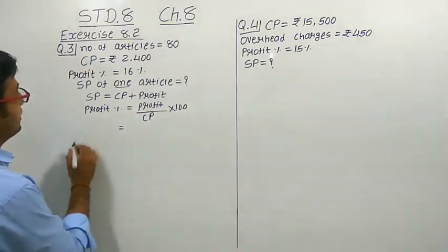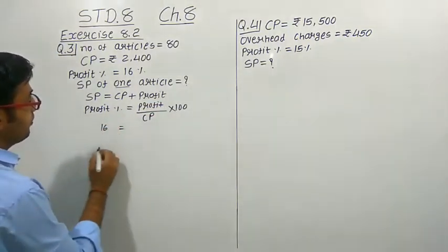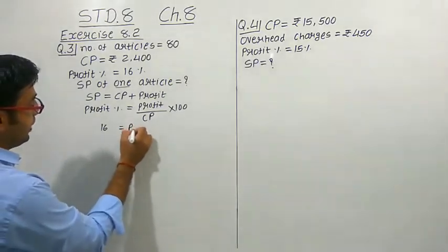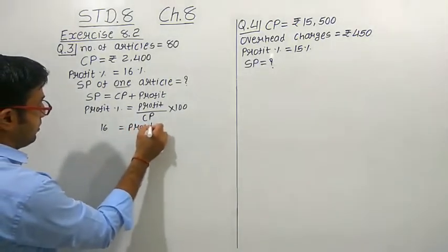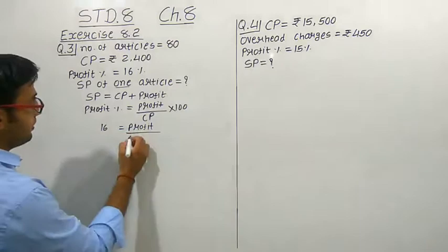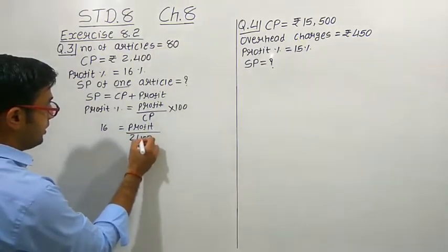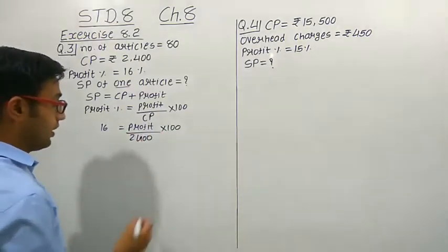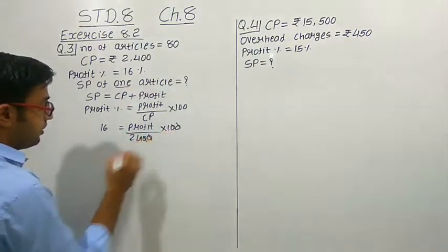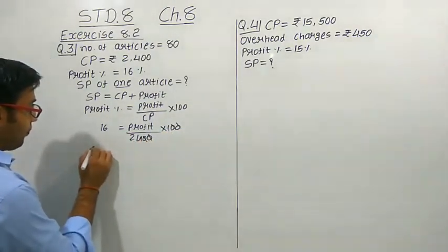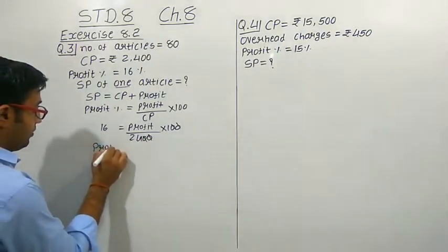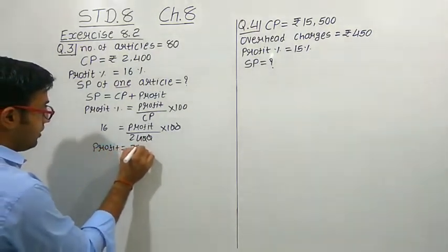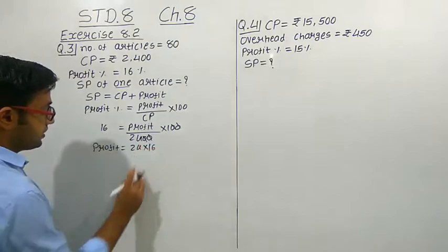Profit percentage here is 16. Profit we have to find out. Cost price here is 2400, multiplied by 100. So 20 we can cut here and here. So what profit we are getting here is 24 into 16.